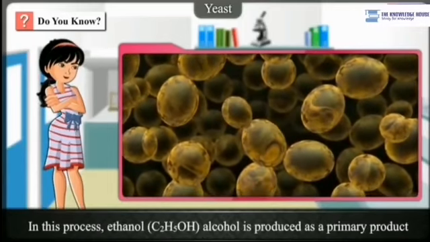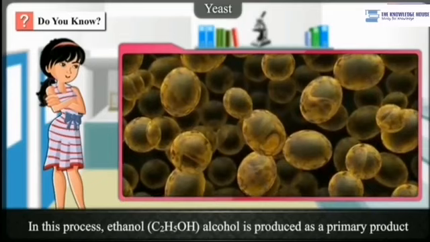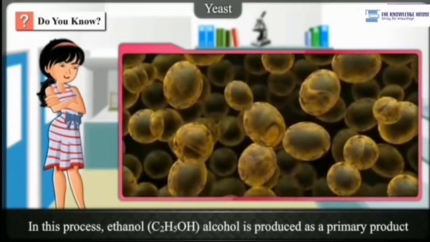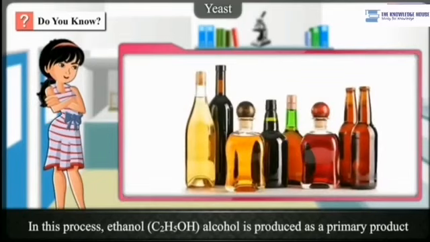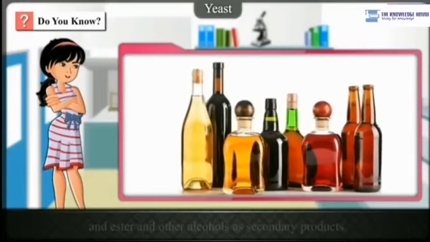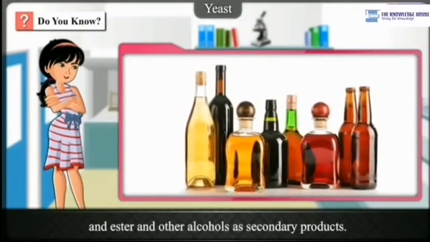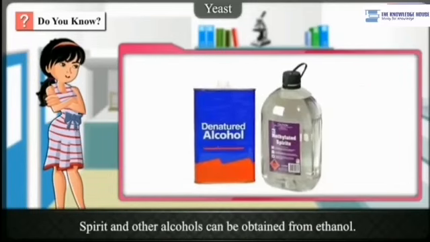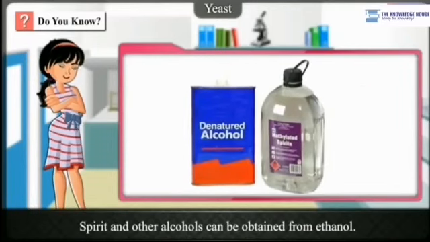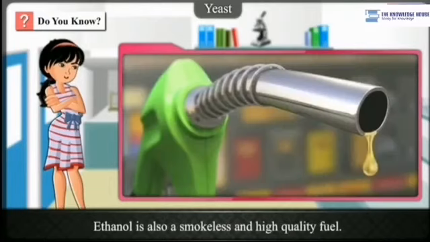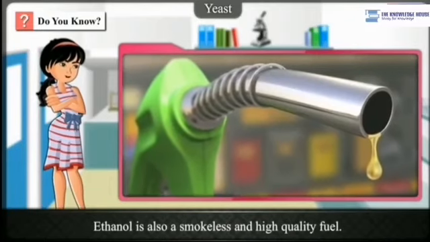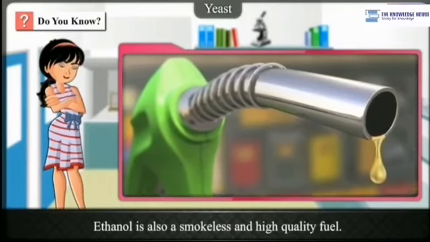In this process, ethanol, that is C2H5OH alcohol, is produced as a primary product and ester and other alcohols as secondary products. Spirit and other alcohols can be obtained from ethanol. Ethanol is also a smokeless and high-quality fuel.